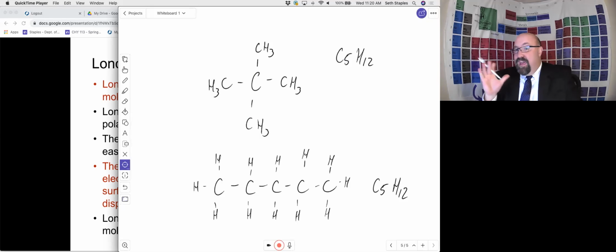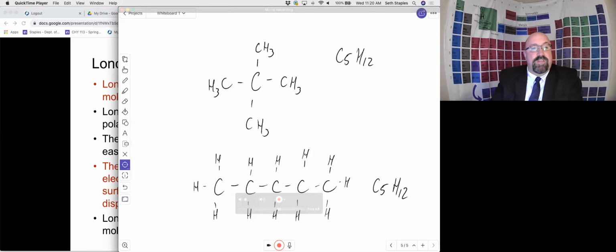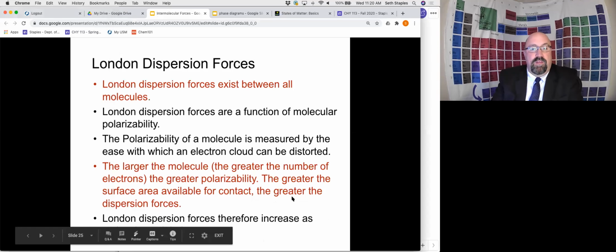Even though it's the same exact chemical formula, the surface area on this one is so much more than the surface area on this one. And so that's another thing that has to be kept in mind when we're looking at these forces.